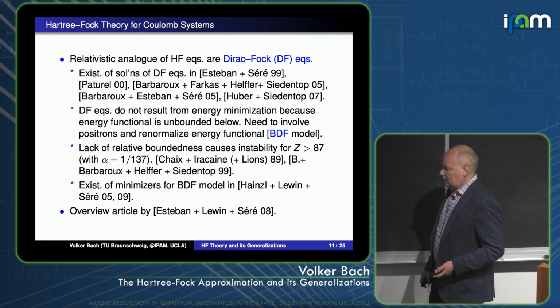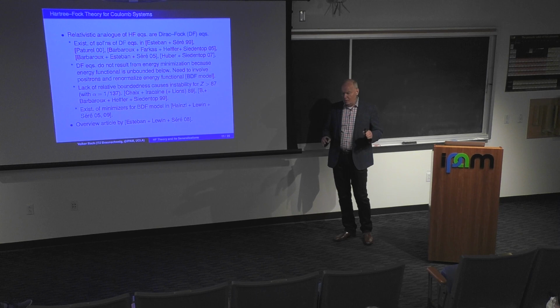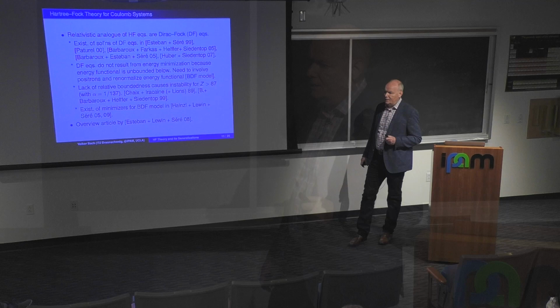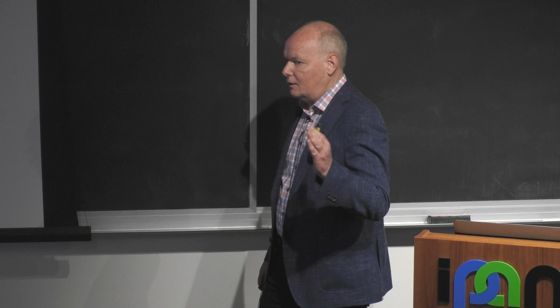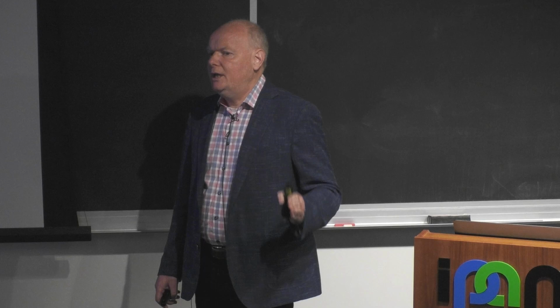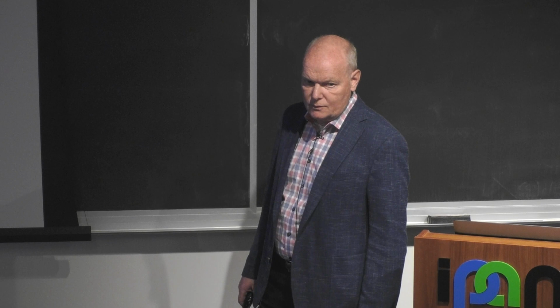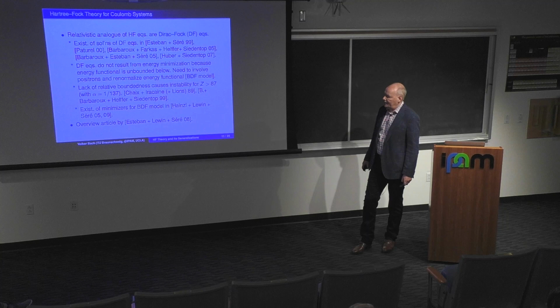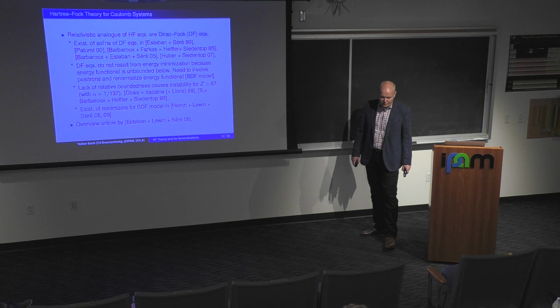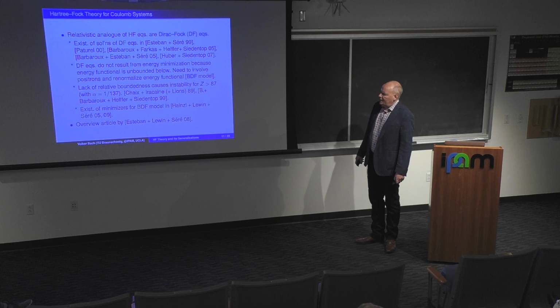So besides this unboundedness below problem, there is another problem with these relativistic models, namely the kinetic energy operator for relativistic models is typically, for large momenta, like p and not like p squared, where p is the momentum. And this yields a much weaker uncertainty principle than the p squared we are used to from non-relativistic theories. And this causes instabilities if the nuclear charge is too large. In fact, in the usual units, if it's beyond 87, then problems start to set in. So this has also been analyzed to some extent in various works.